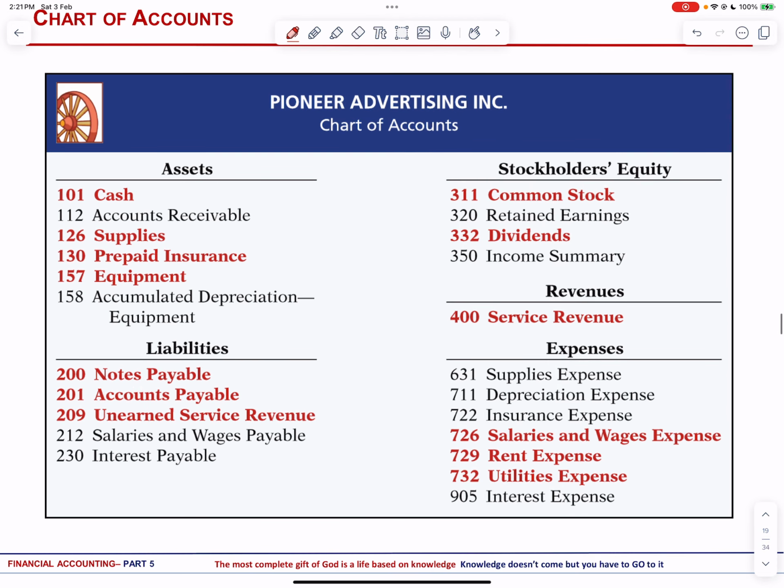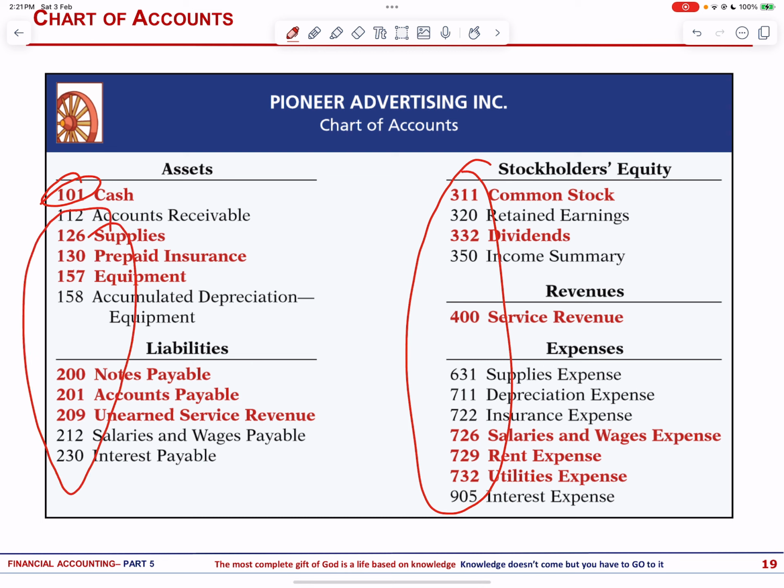Now you can see that each chart of account has a unique number, a code, 101. You won't be finding 101 for the rest of the accounts, because this number has been allocated to cash. For accounts receivable, you can see it is 112, or 126 for supplies.